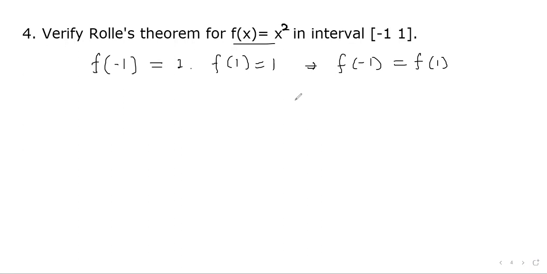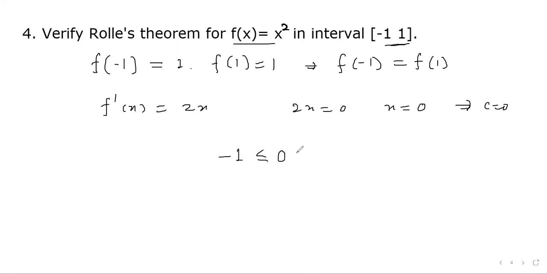Now let's find its derivative. f'(x) will be 2x. We put it equal to 0. So 2x = 0, so we get x = 0. So we can say the value of x, that is c, equals 0. So the value of c lies in the interval −1 < 0 < 1. This is the value of c. So we say that Rolle's theorem is verified.